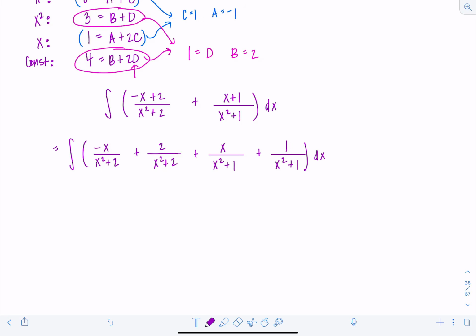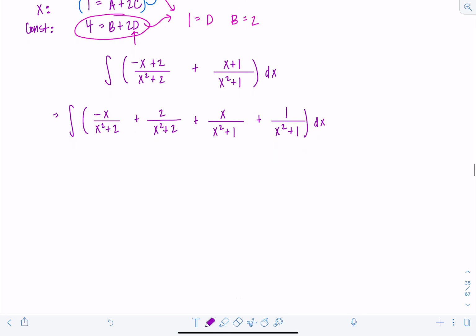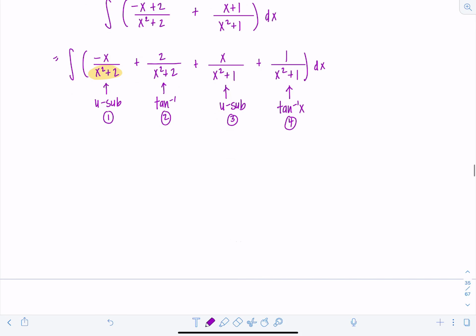All right, now let's talk about how we would integrate each of these. First one, notice the degree of the denominator is 1 degree higher than the degree of the numerator, so that's just asking for a u-sub. That'll be number 1. The second one, you should recognize this. It matches our form for tan inverse. That'll be the second one that we do. Third one, again, very similar to the first one, we're going to do a u-sub. And then the fourth one, again, that's going to be a tan inverse. That's actually exactly tan inverse of x. Okay, so I'll do them one at a time off to the side here.